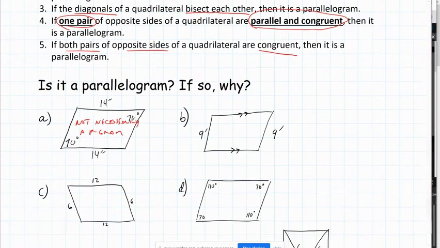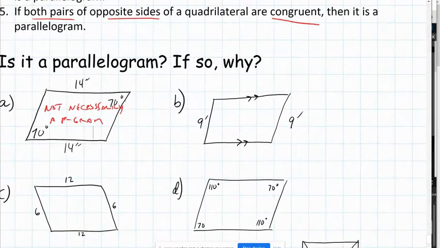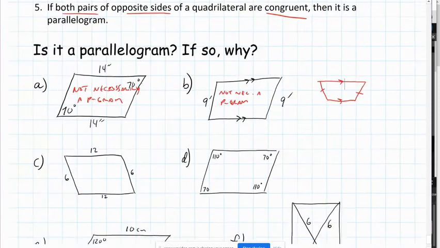Okay, B. Here we have one pair of sides congruent, another pair of sides parallel. Again, not necessarily a parallelogram. Okay, just to demonstrate, it could be a trapezoid. We could have an isosceles trapezoid like this, where these 2 sides are the same, these 2 sides are parallel. That's definitely not a parallelogram.